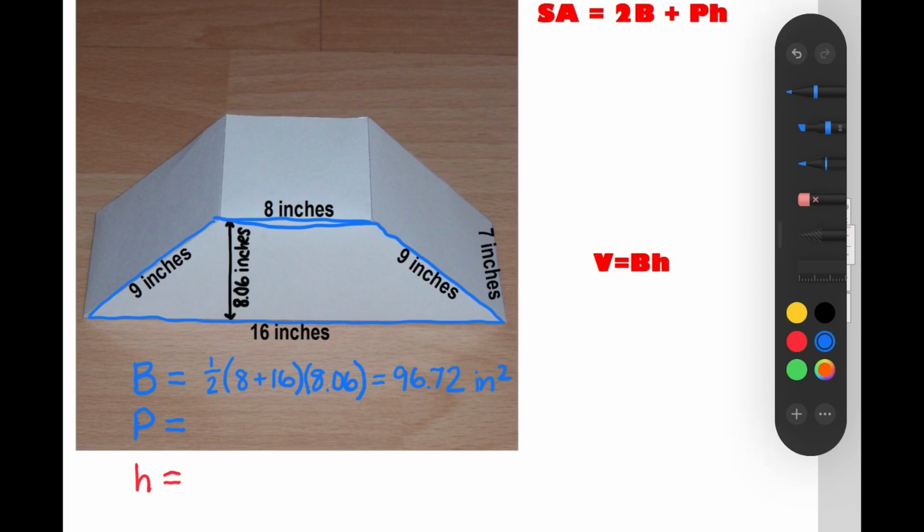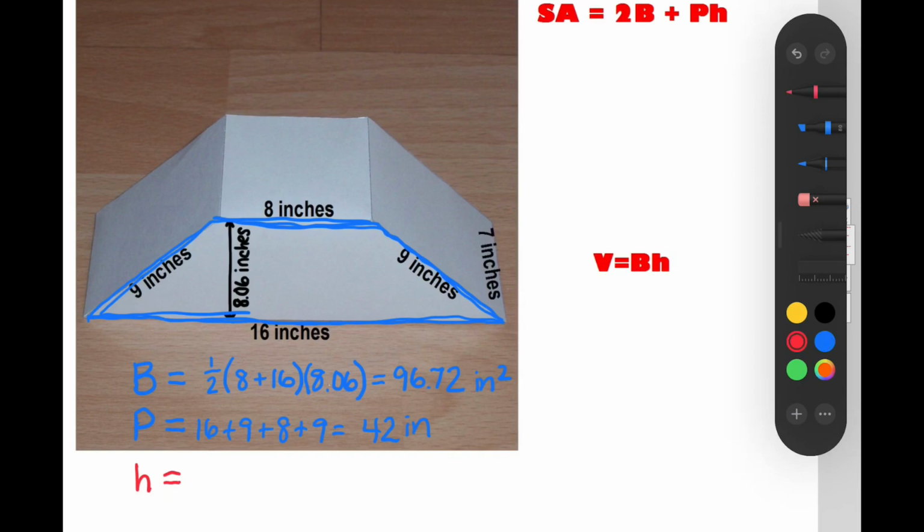What does P stand for? P stands for the perimeter of the base shape. What shape is the base? A trapezoid. How many sides does a trapezoid have? 4 sides, so we're going to add those 4 sides together. And that comes out to 42, and since that's a perimeter, that's 42 inches.